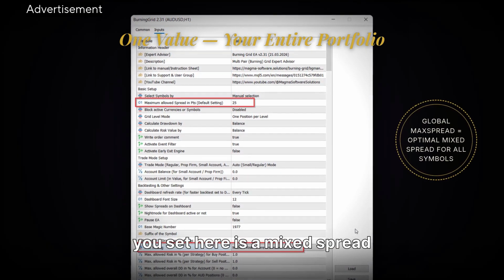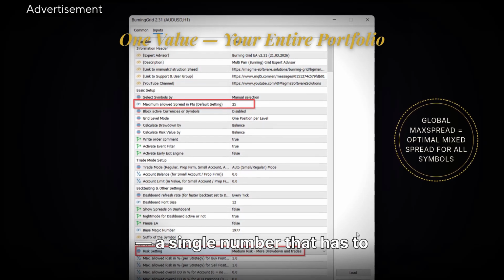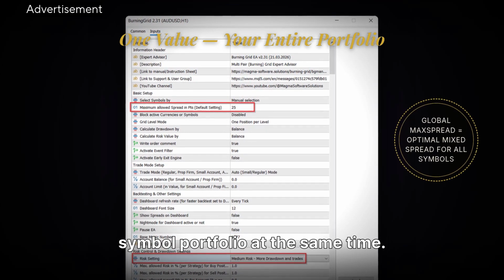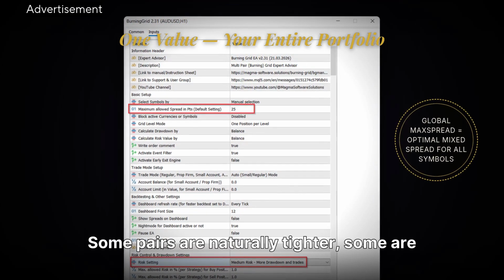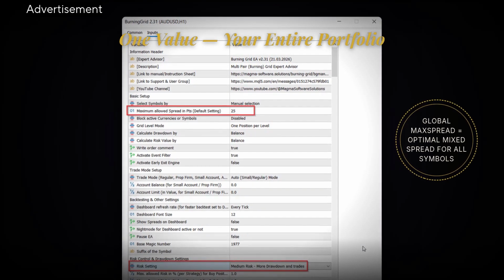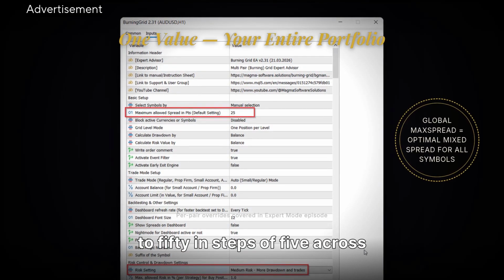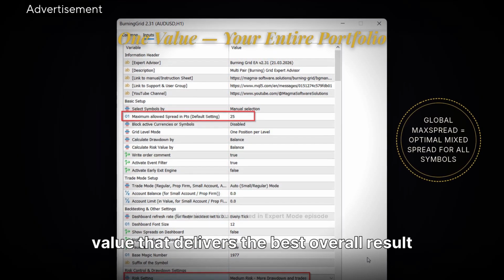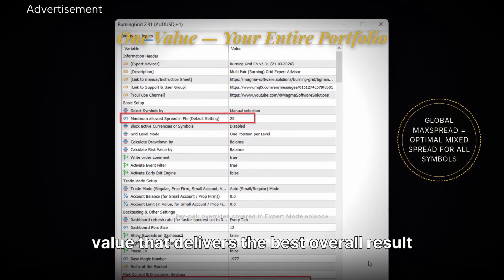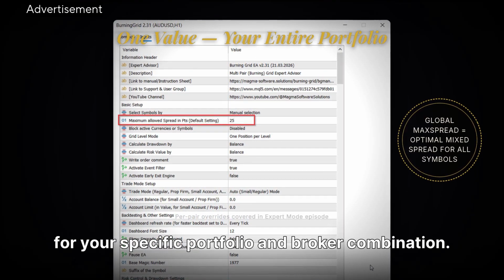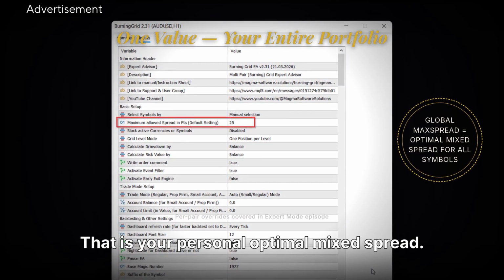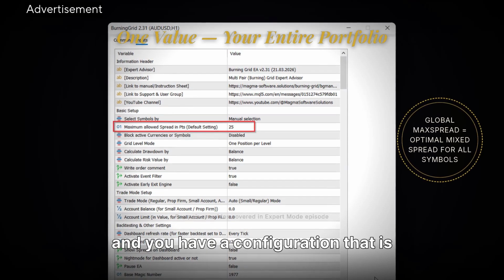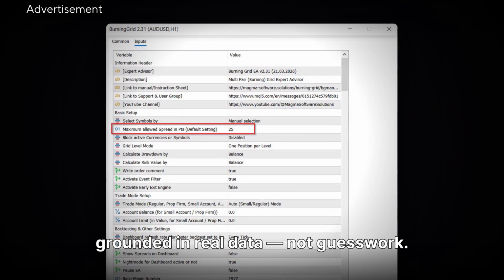The value you set here is a mixed spread, a single number that has to work as a compromise across your entire symbol portfolio at the same time. Some pairs are naturally tighter, some are naturally wider. When you run the optimizer from 10 to 50 in steps of 5 across all symbols together, you're finding the value that delivers the best overall result for your specific portfolio and broker combination. That is your personal optimal mixed spread. Set it, save it in your set file, and you have a configuration that is grounded in real data, not guesswork.